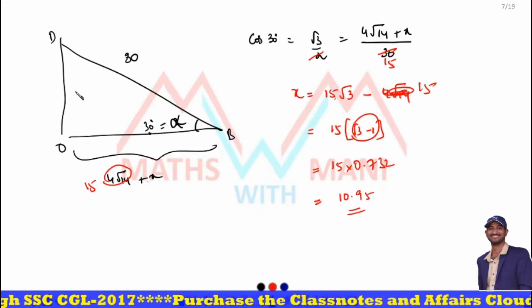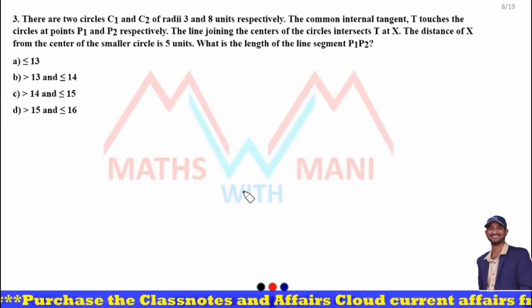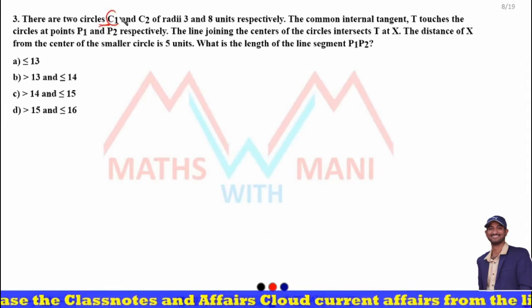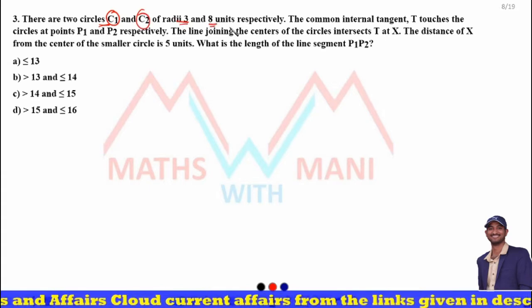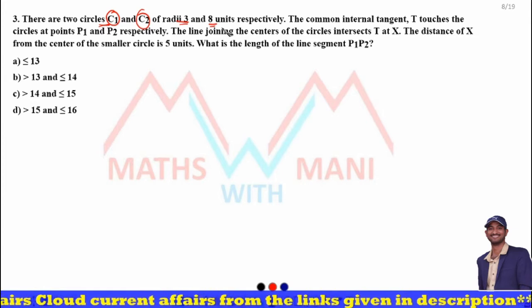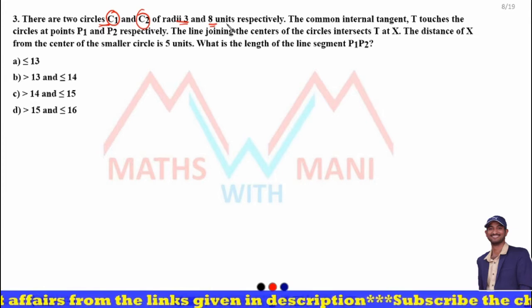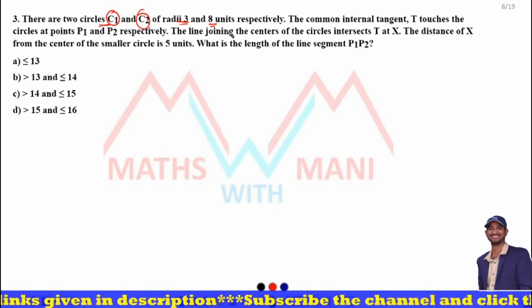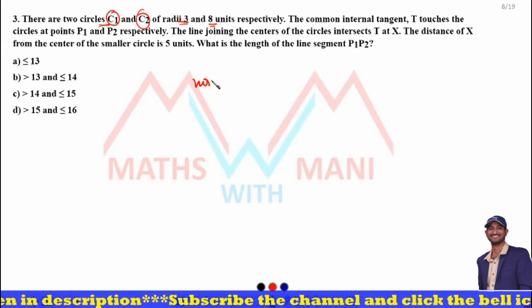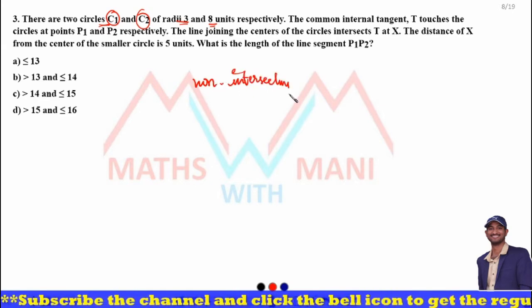Next, that is the third one. Let's see the third one. That is also a very nice problem. There are two circles C1 and C2 of radius 3 and 8 units respectively. Please remember, here two circles are given, that is a pair of circles, and he was not mentioning which type of pair of circles, then definitely they are non-intersecting circles. You have to take non-intersecting circles.